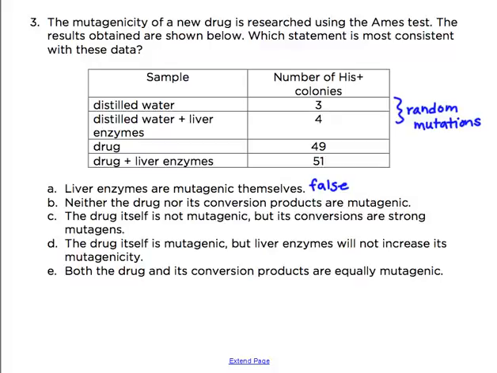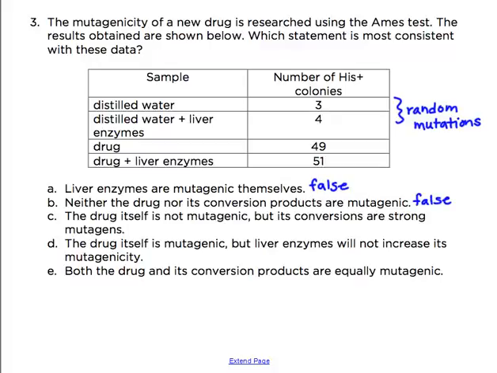Statement B says neither the drug nor its conversion products are mutagenic. Well, from the control groups that had 3 or 4 revertant colonies, you see that the experimental groups had 49 and 51 revertant colonies. So, considering everything, that's a pretty large increase in revertants, which means that this drug and its products from the liver enzymes are mutagenic. So, B is also false because we know that they're both mutagenic.